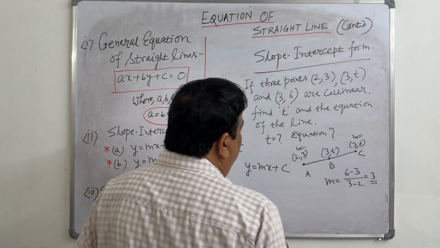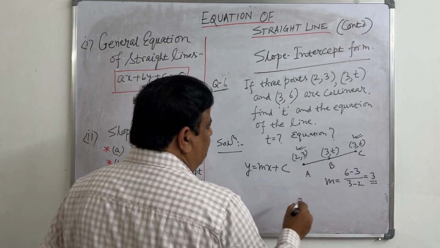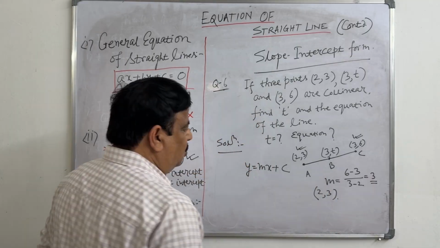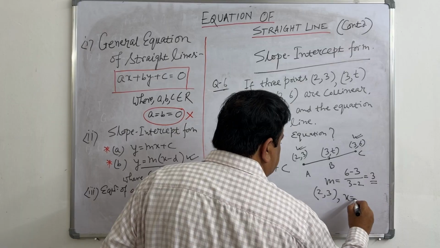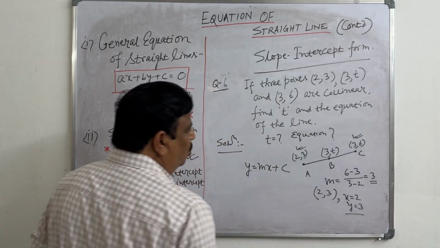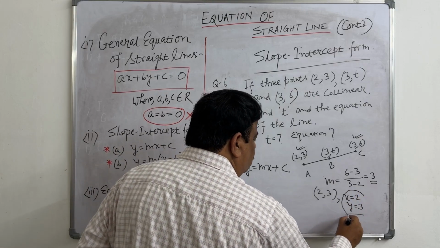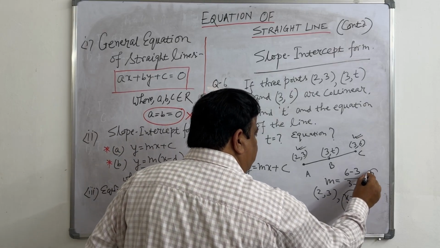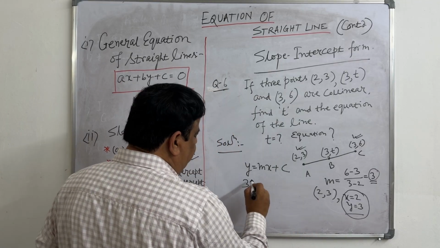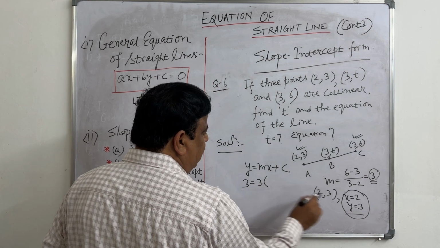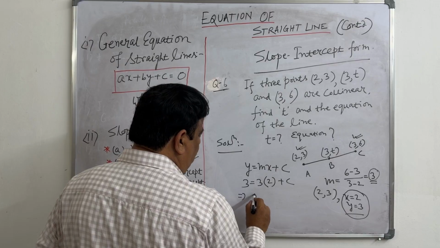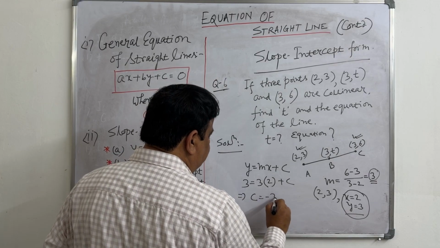Okay. Now to find out c, say I am considering the first point (2, 3). This line is passing through this point. So what is x? That is 2. What is y? That is 3. Okay. So put these values: x is equal to 2, y is equal to 3 and m is equal to 3 here in this equation. What you will get? y is 3, m is 3 into x, x is 2, plus c. So what is the value of c? That is 3 minus 6, that is minus 3.